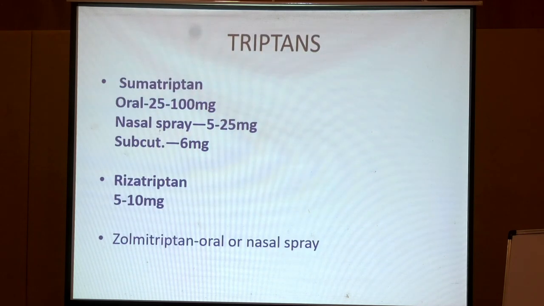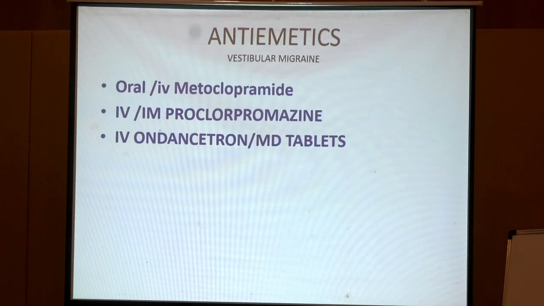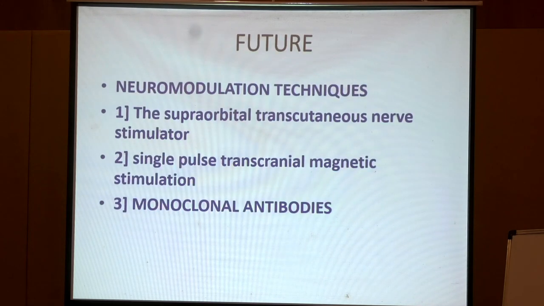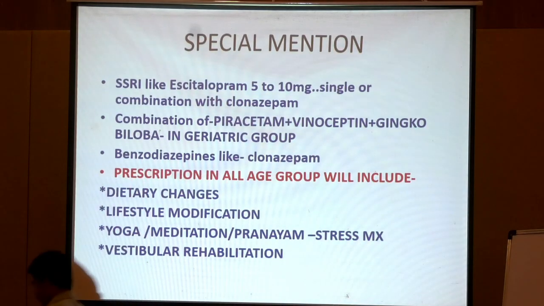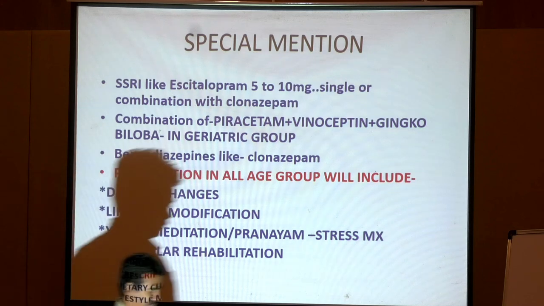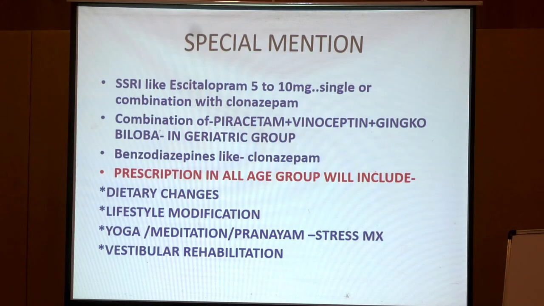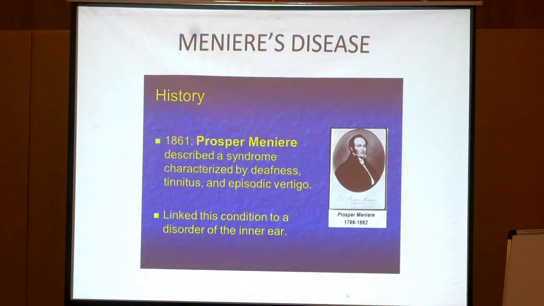Triptans are already discussed by sir. The future is neuromodulation techniques and monoclonal antibodies. Special mention of SSRIs, and the combination of piracetam, minoxidil and ginkgo biloba is effective in the geriatric age group. Prescription in the whole age group will include dietary changes, lifestyle modification, yoga, meditation, and vestibular rehabilitation is very useful.